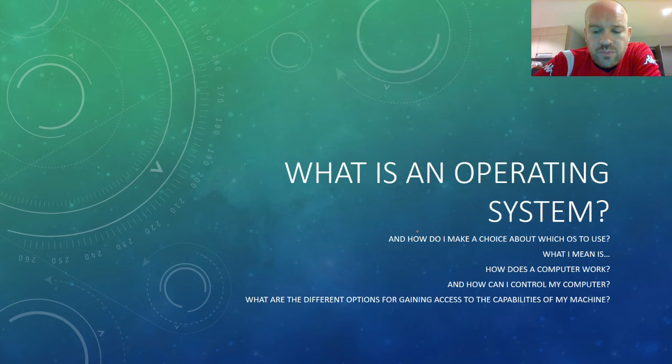So let's talk about what an operating system is, because this is really about how to make a choice about which operating system to use. But then we need to know what is an operating system. So what we're going to talk about is how does a computer work, how are we controlling our computer, and what are the options for gaining access to all the capabilities that my machine has to offer.